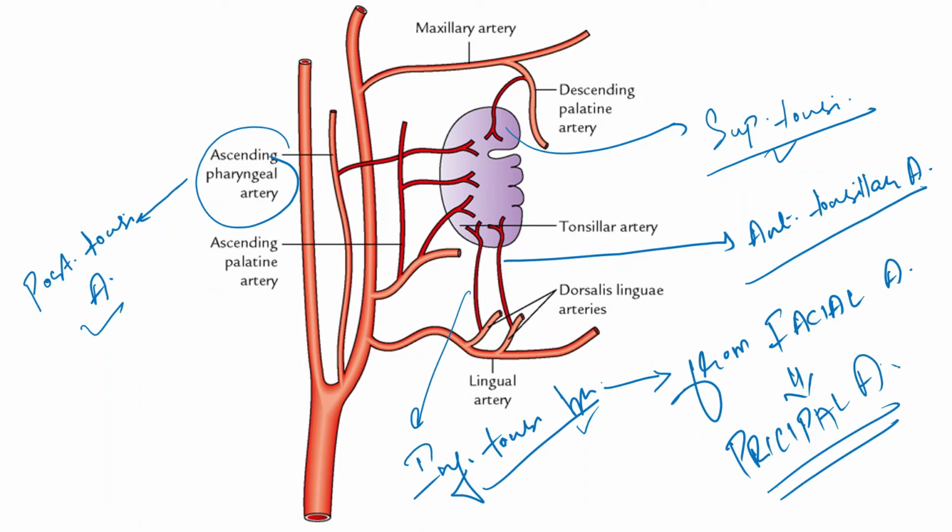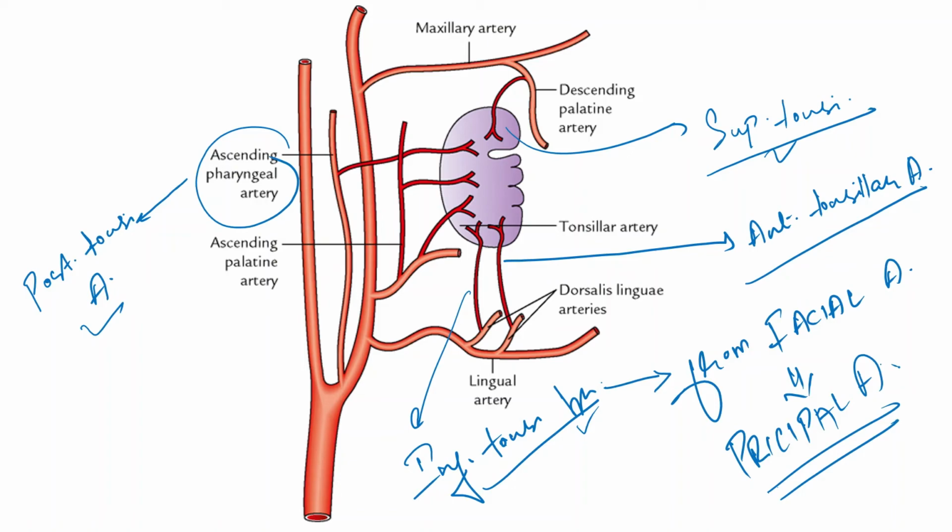Moving on to the venous drainage, all the veins drain into the pharyngeal venous plexus via the paratonsillar vein. So the venous drainage is mainly through the plexus that is called the pharyngeal venous plexus.